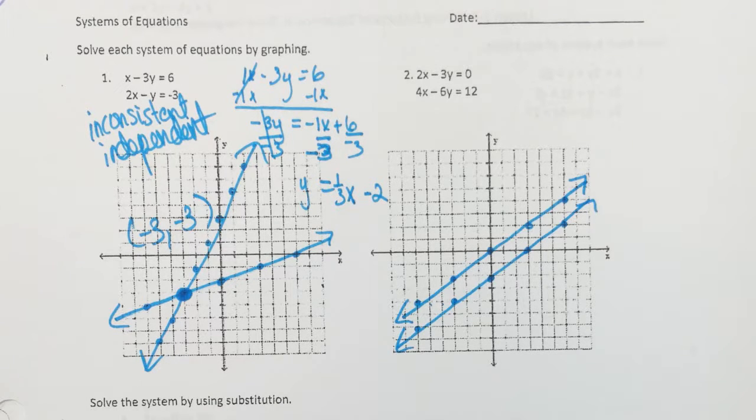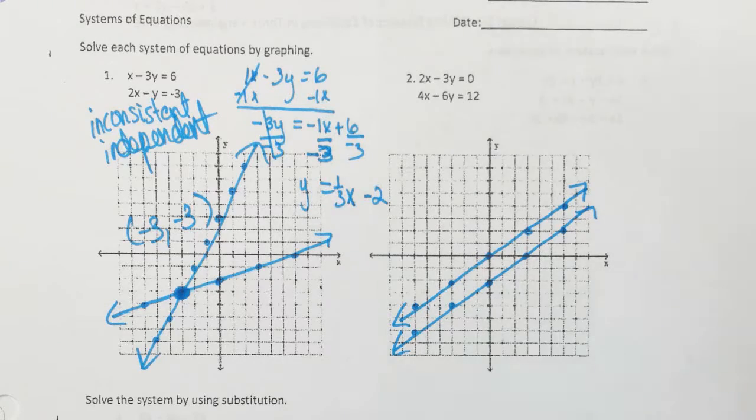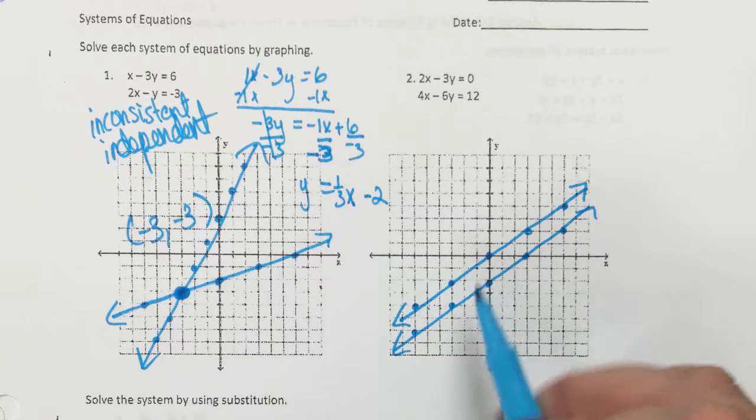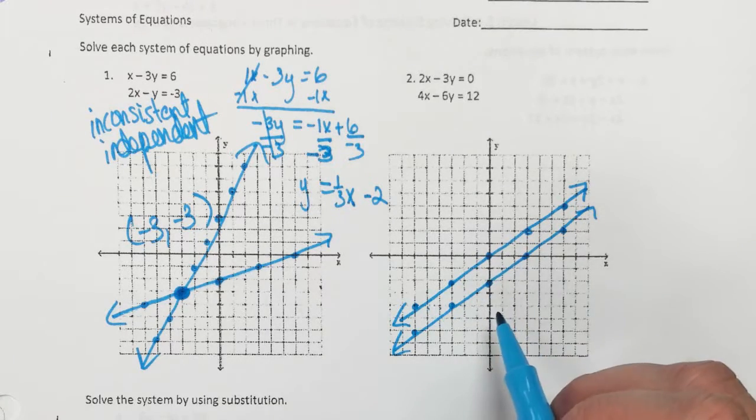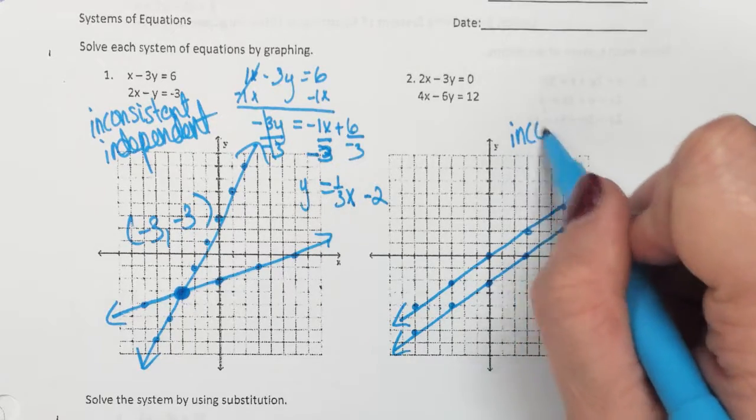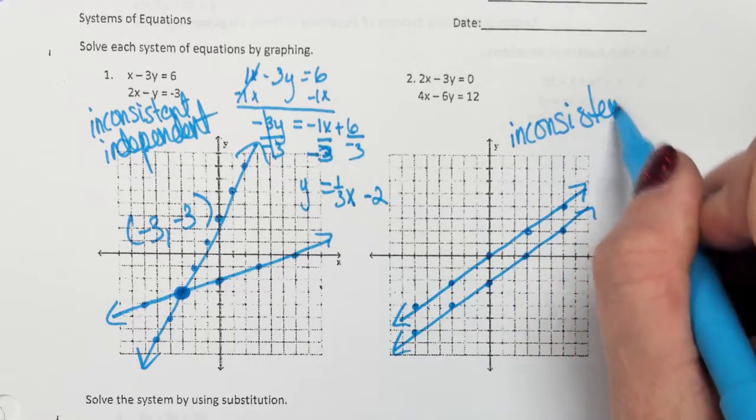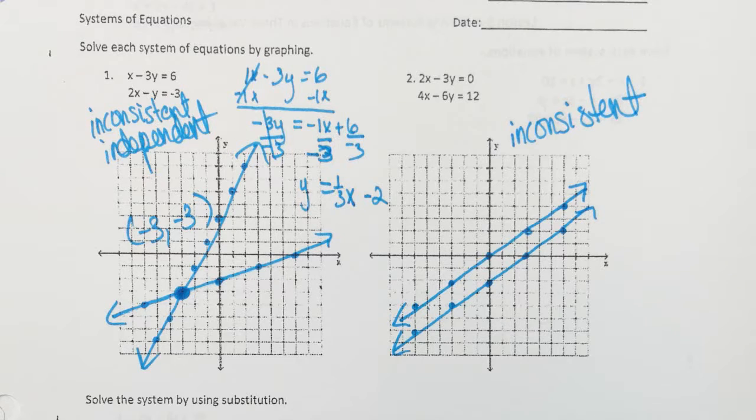All right, guys, there's number 2, okay? Y'all okay with that one? All right, what do we call that one when they're parallel? Inconsistent. Beautiful. Everybody good so far? You good for a quiz Wednesday so far? Okay, so far. Let's keep going.